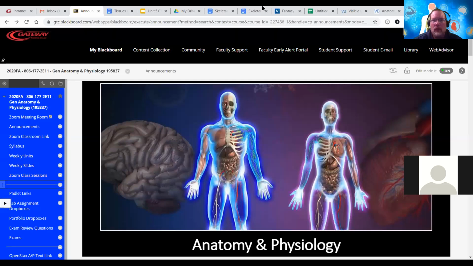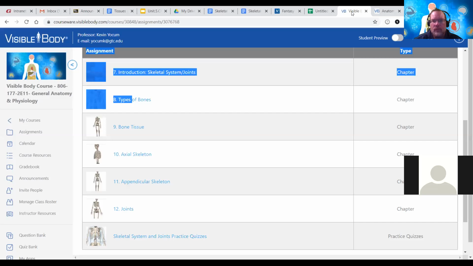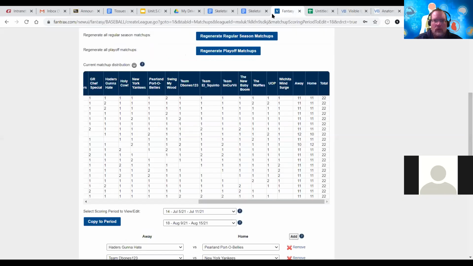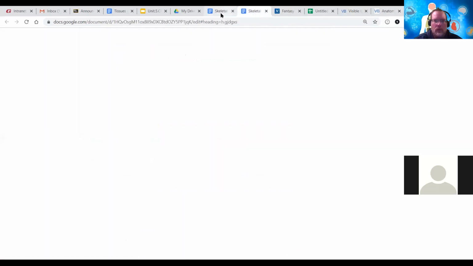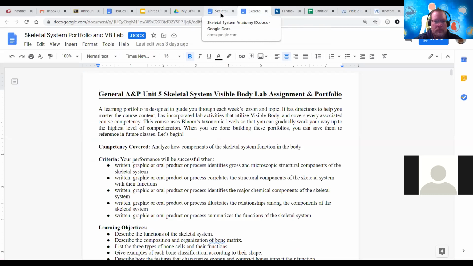Now, I do want to go to Visible Body and the assignment portfolio. Take a peek at that for just a couple of minutes.